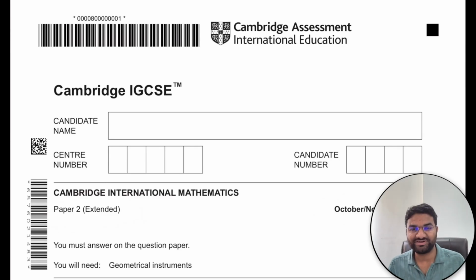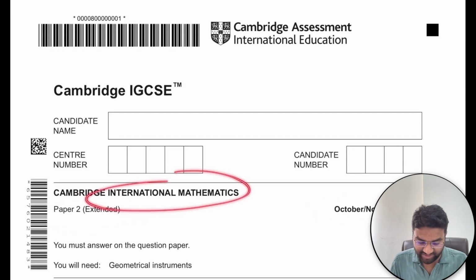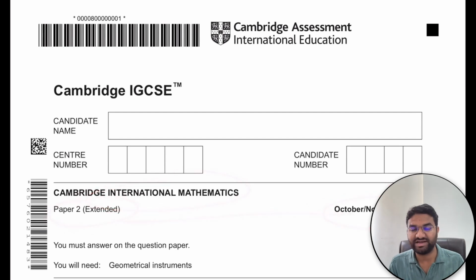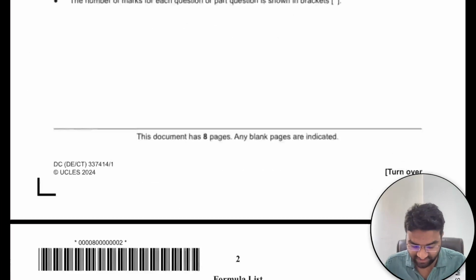So today we have to discuss International Mathematics paper 2 October November 2024. This is one of the interesting papers, and there are many questions. You just have to apply your tricks, simple logic and basic understanding of math. Without wasting our time, we'll jump onto the questions you have.